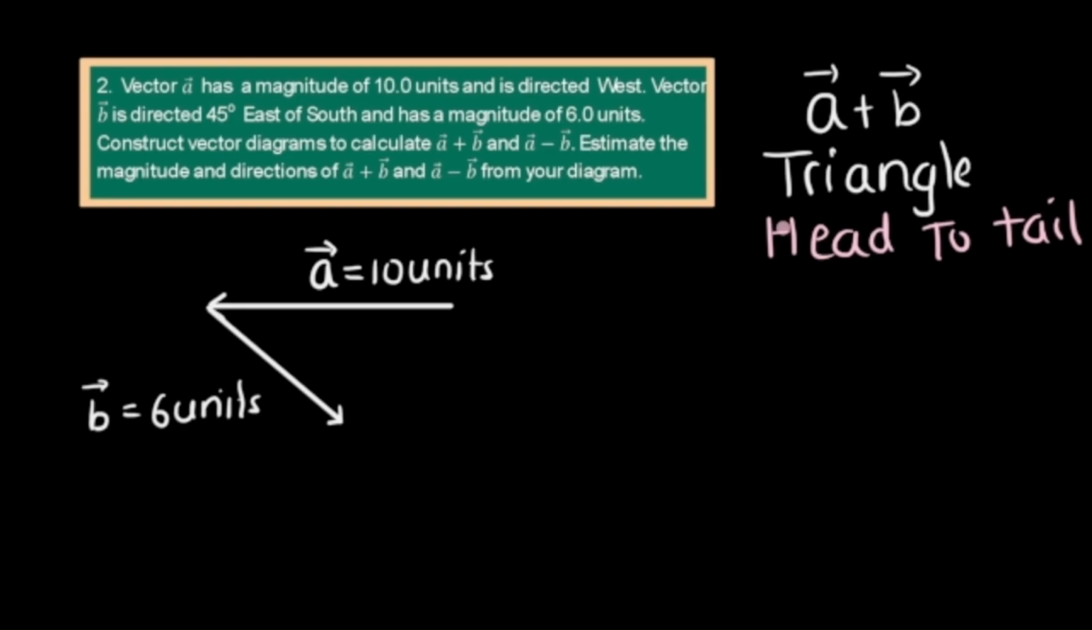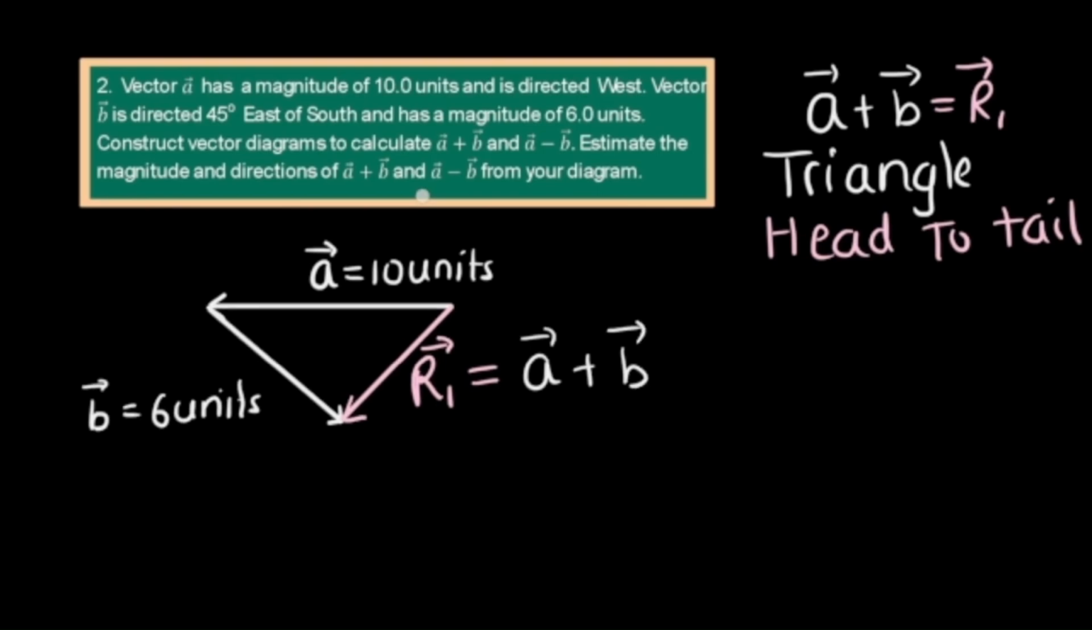How do we find the resultant of A plus B? Let's call that resultant vector R1. How do we find R1? To find this R1, which is equal to A plus B, we're going to draw a third vector, going from the tail of the first vector to the head of the second vector. Here's our R1. And what does it equal? It equals vector A plus vector B. Alright, so here you go. We have constructed vector diagram to calculate A plus B.